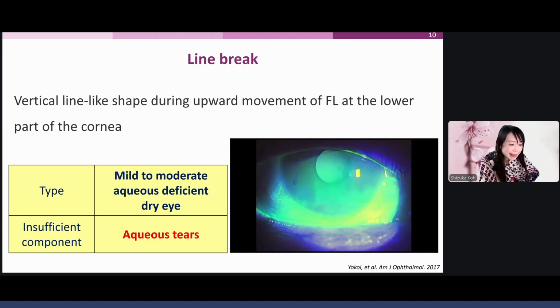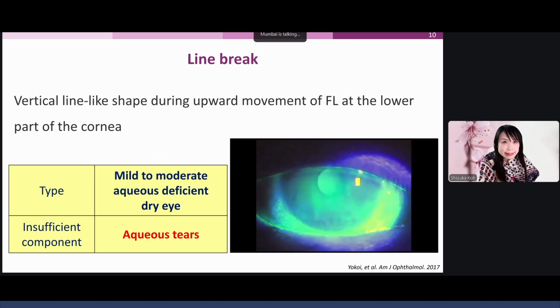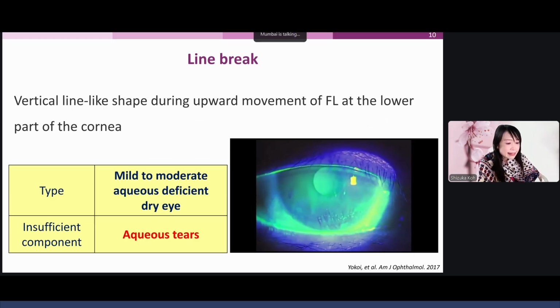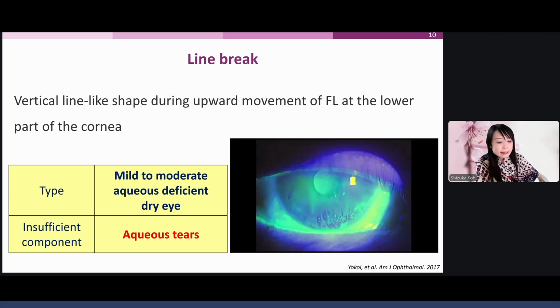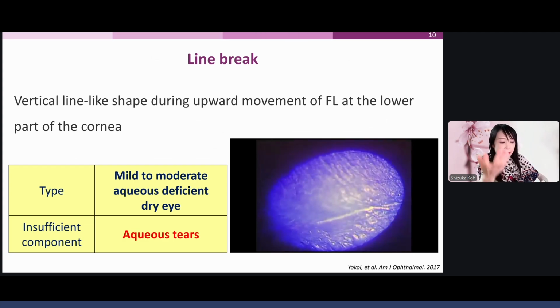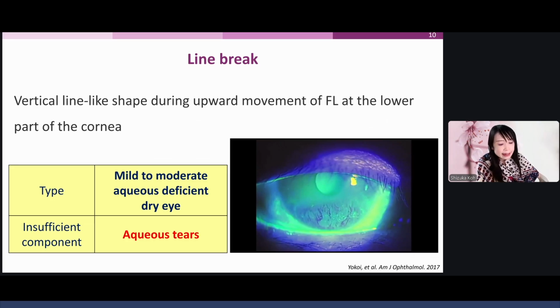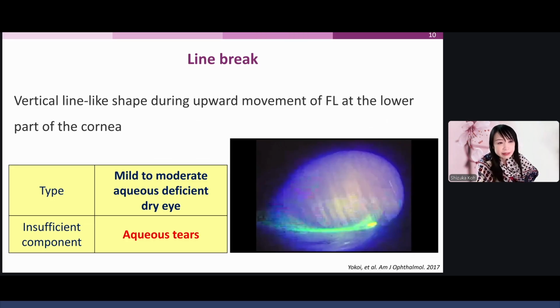This is line break. Line break represents milder aqueous deficiency. Line break is diagnosed as a vertical line-like shape during upward movement of fluorescein at the lower part of the cornea, within which fluorescein intensity is decreased with time until the cessation of upward movement of fluorescein.